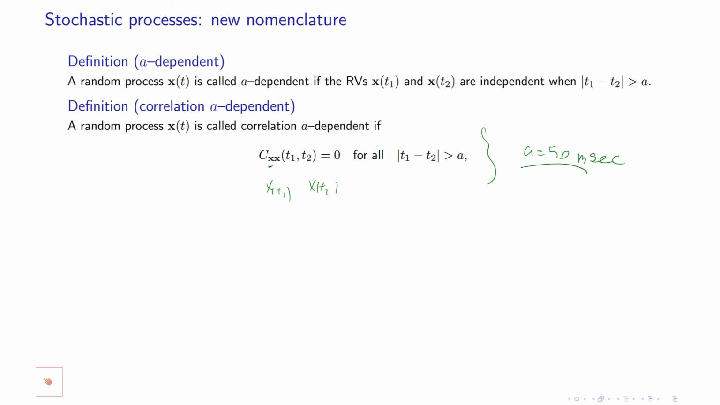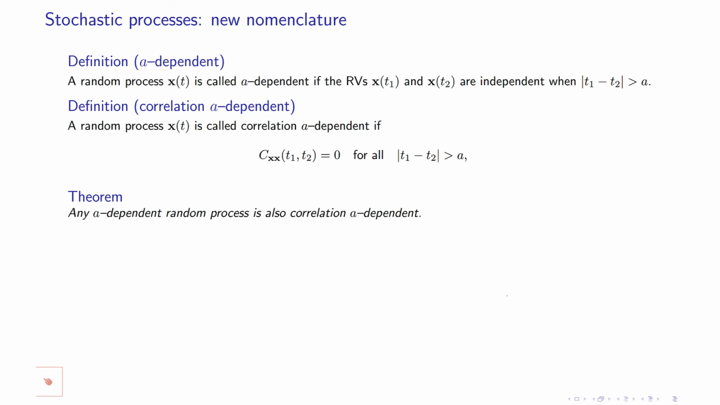Or if you get a video of, let's say, a TV, and then you take one sample from one pixel and then you take another sample one hour later, the image this hour and next hour, they don't have correlation. They are correlation a-dependent. Even more, I think that they are independent because they are coming from two different videos. So it is very easy to conclude that any a-dependent random process is also correlation a-dependent. It's very, very trivial, because any two independent random variables are also uncorrelated.